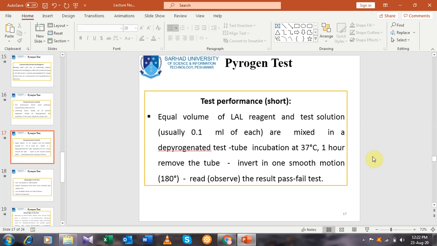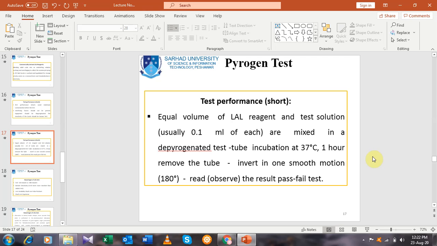And then we will incubate it at 37 degrees centigrade for 60 minutes, or an hour, and then remove the tube after completion of the hour of incubation at 37 degrees centigrade. Then we will remove the depyrogenated test tube in which we have already mixed the LAL reagent and the sterile solution that is to be tested.